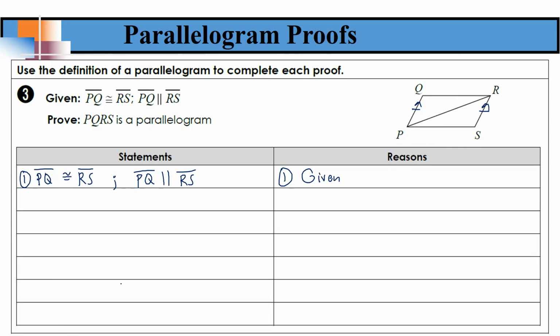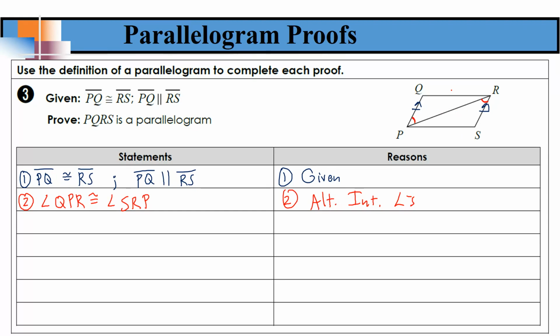Because we can see there are some parallel lines here, we can observe some alternate interior angles that would be congruent. This angle right here is formed by this parallel line and a transversal. This angle right here is formed by the other parallel line and the transversal. So statement number 2, we can say that angle QPR is congruent to angle SRP. And the reason why is because these are alternate interior angles. Notice this time I don't write converse because we already knew the lines were parallel. We're using the fact that those lines were parallel to prove something about the angles.